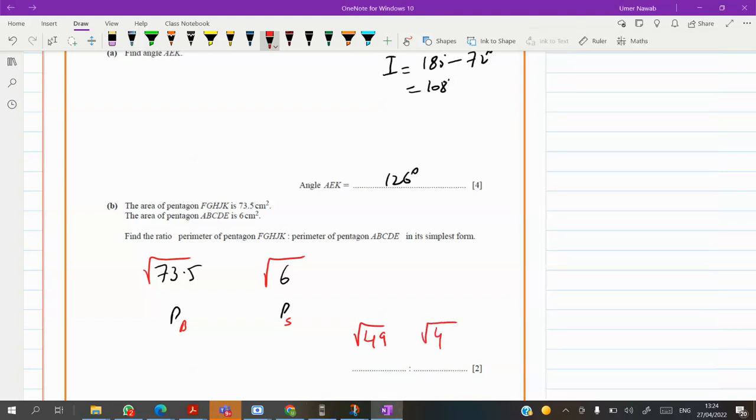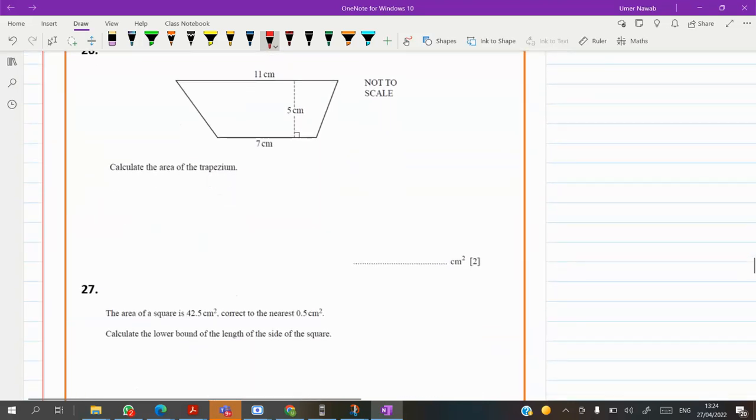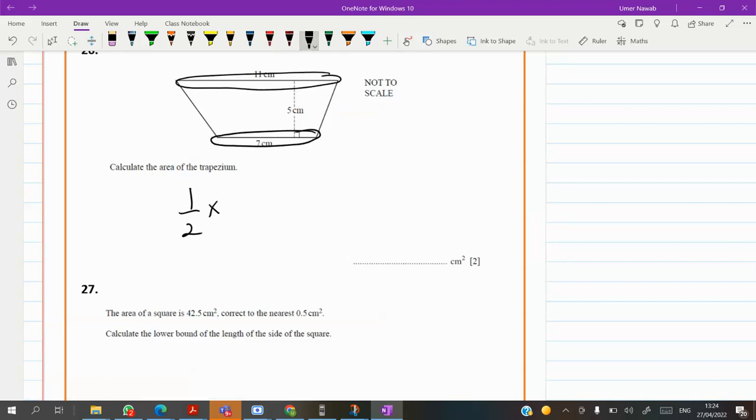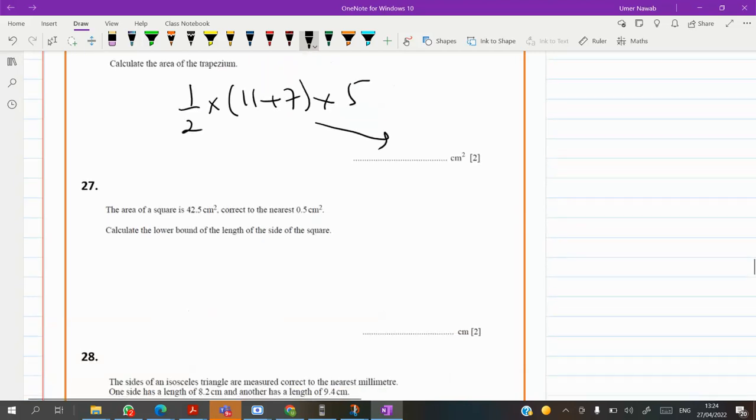Correct? So that is 7 and this is 2. So 7 plus 2 is the perimeter. Now the area of a trapezium is half times the sum of the parallel sides, and this is the height. And then we get the answer.